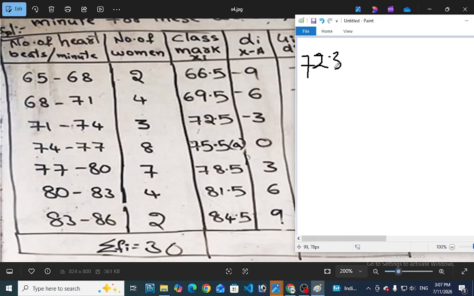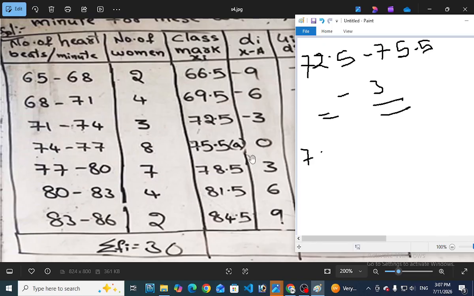72.5 minus 75.5. From 72.5, if you subtract 75.5, then we get 5 minus 5 is 0, 12 minus 7, 5 minus 2 is 3. The bigger value is subtracted, so minus 3 is the deviation between 72.5 and 75.5. Then the next class, 75.5 minus 75.5, is equal to 0.